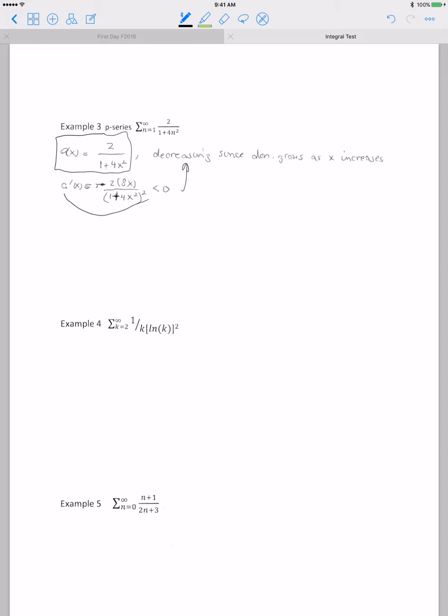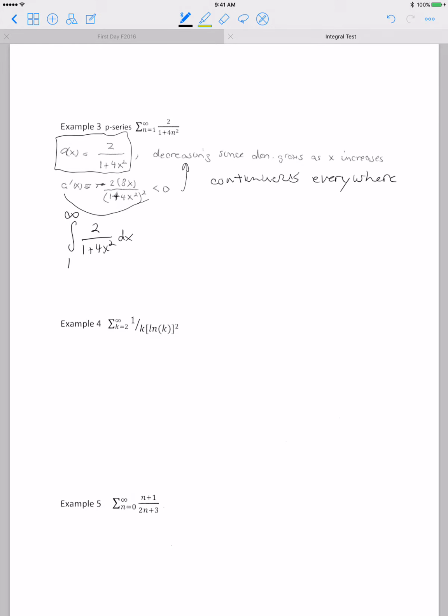And since it's a rational function, it's also continuous whenever the denominator is not 0. In this case, it's continuous everywhere. The denominator is never 0. So it's a nice continuous function. It's decreasing, so the hypothesis to the integral test is satisfied. Therefore, we're going to apply the integral test. We're going to look at the integral from 1 to infinity of 2 over 1 plus 4x squared dx, and see whether this converges or diverges. Again, we suspect it converges since it looks similar to the p-series with p equal to 2.